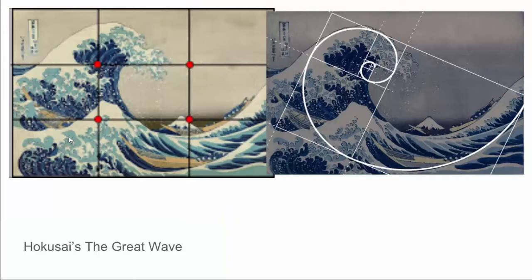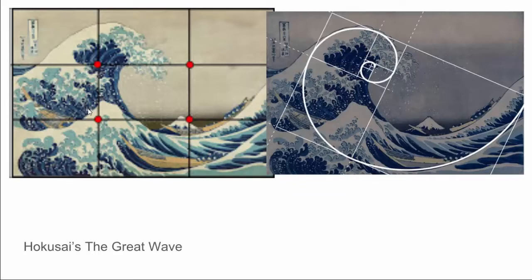Here's another example. You have Hokusai's The Great Wave. You've probably seen this before. It's pretty famous in art history. But the focal point, and try to guess it before I say it, is the wave, right? That's on the first third across. And most of the bulk of the drawing is within the bottom third.